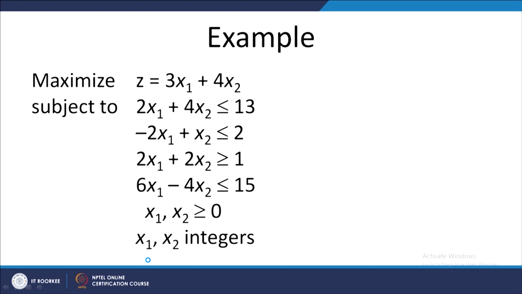Once we have understood the significance of integer programming problems, now let us take a simple mathematical example where we have a two variable problem which says: maximize z equal to 3x1 plus 4x2 subject to 2x1 plus 4x2 less than or equal to 13, minus 2x1 plus x2 less than or equal to 2, 2x1 plus 2x2 greater than or equal to 1, 6x1 minus 4x2 less than or equal to 15, x1 and x2 greater than or equal to 0, and x1 and x2 are integers.